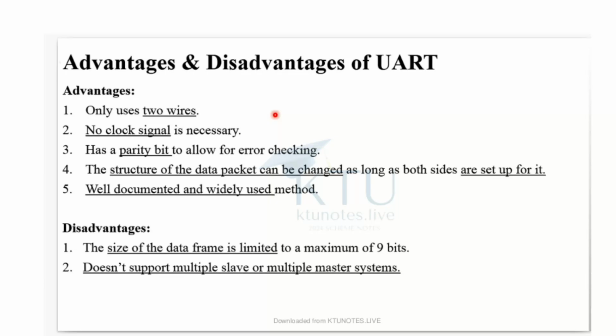So the main disadvantages are that our data frame size is limited and it doesn't support multiple slave or multiple master systems, right? We have learned what we mean by a multiple slave system and master system in SPI itself, and UART doesn't support multiple slave or multiple master systems. That we have to understand. These are the disadvantages. So in this way UART is completed.